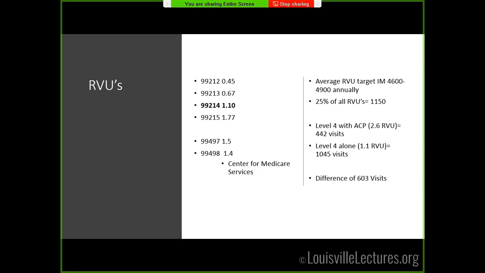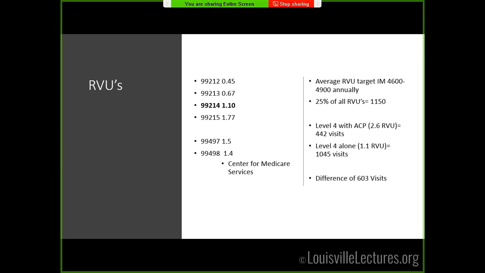So this is an example to keep in mind. For a level 4 office visit, if you are in a clinic setting, you get about 1.1 RVUs. For the advanced care planning codes, you actually get 1.5 RVUs just for that initial advanced care planning code, and then 1.4 for additional time that's spent after that. That's according to the Centers for Medicare Services.